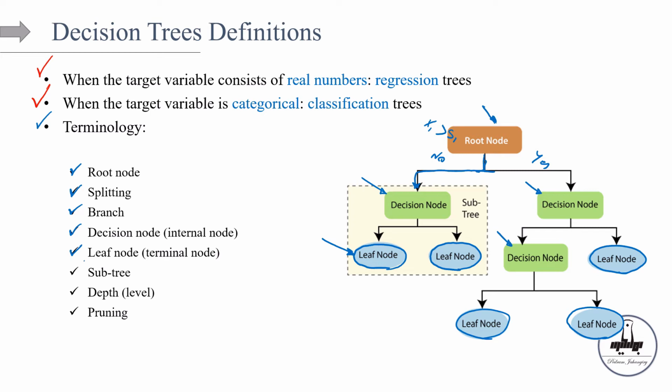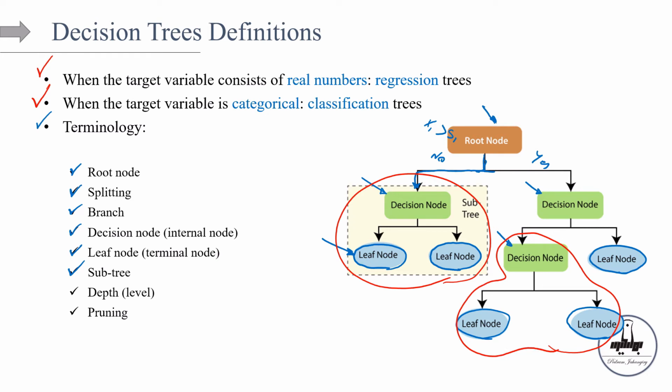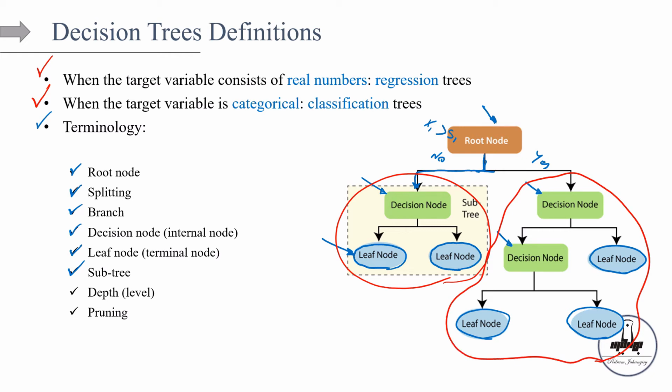Okay, then the next concept is the subtree. A subtree is basically a part of the entire decision tree, which starts with a node and ends with a terminal node. So for example, this is a subtree, and this is a subtree. What about this one? So let me just erase this one. What about this one? Is this a subtree? No, because it's not ending with a terminal node. How about this one? This is going to be a subtree.